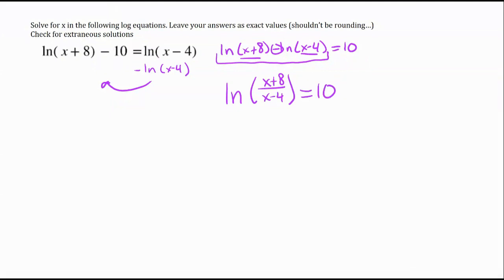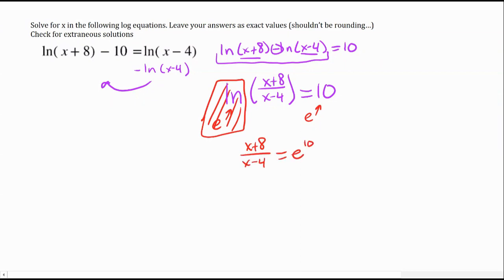From here, I now want to get rid of that log, and to do that, I'm going to raise both sides with a base of e, because I want to match the base of that log, so that goes away. Now I have (x plus 8) over (x minus 4) equals e to the power of 10, and because the directions tell me to leave my answer as exact values, I'm not going to plug e to the power of 10 into a calculator. So this is where it gets a little bit tricky, because I have an x in the numerator and denominator. So to solve for that, I need to multiply both sides by x minus 4, because I don't want that in the denominator.